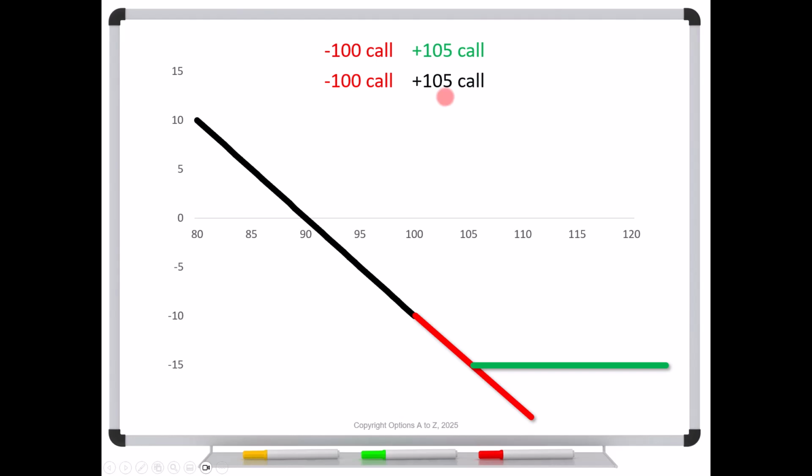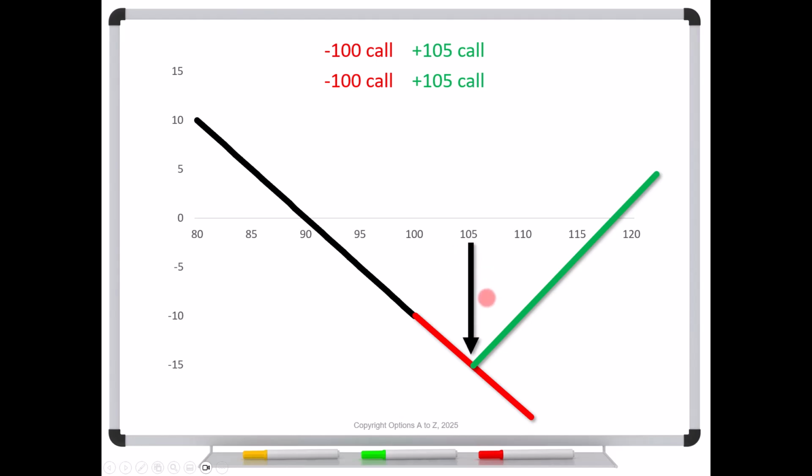Now let's buy our last call over here. What happens? Well, now I go back to positive deltas, and that's what lifts this side up, and we can see that we are now centered. Here's our graph. Forget about this little red tail down here. There's our graph, that V, and we are centered right there at 105.